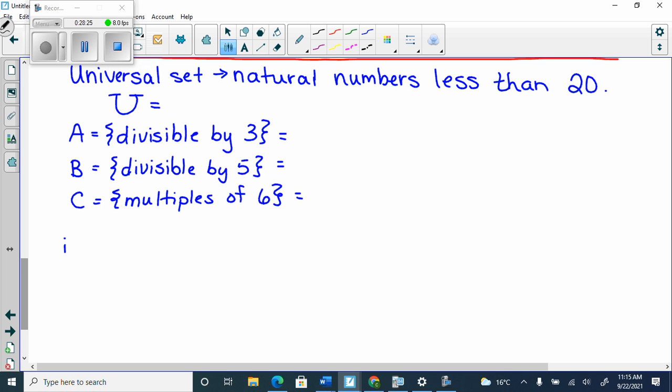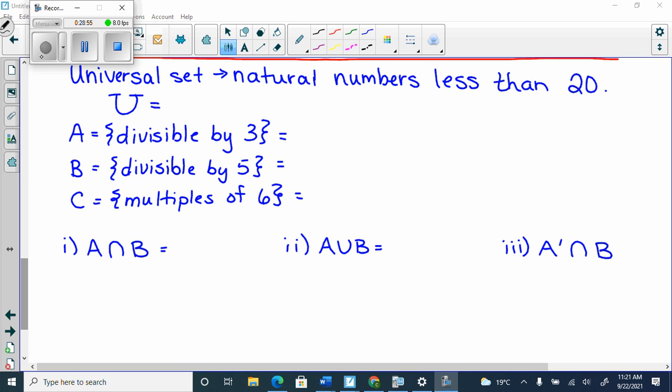Once you do that, you're going to go A and B, list them. A union B, list them. And then we're going to try them and see if you can do this. A complement intersection B. So before I do that, what am I going to have to list? The complement of A, right? So try these ones out. So, universal set, natural numbers start at 1 and go to 19 because it says less than.